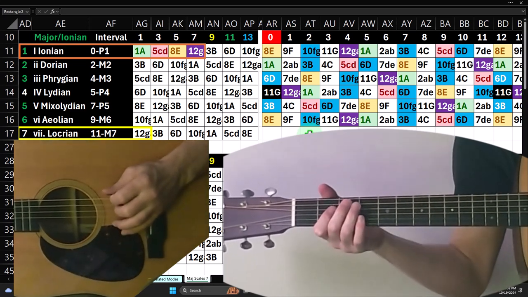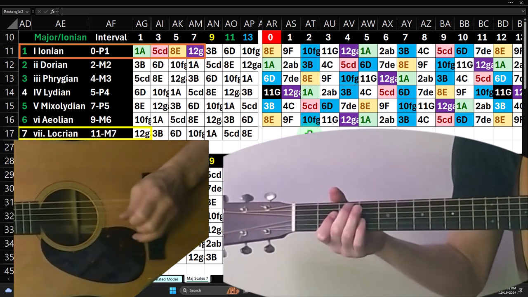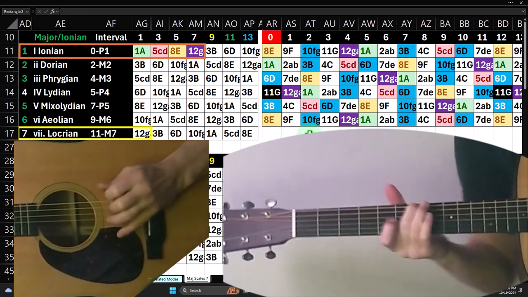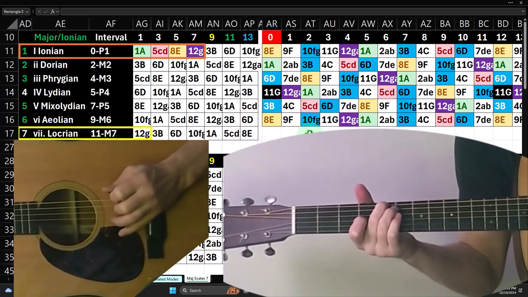Messing with this rhythm. What was I doing?